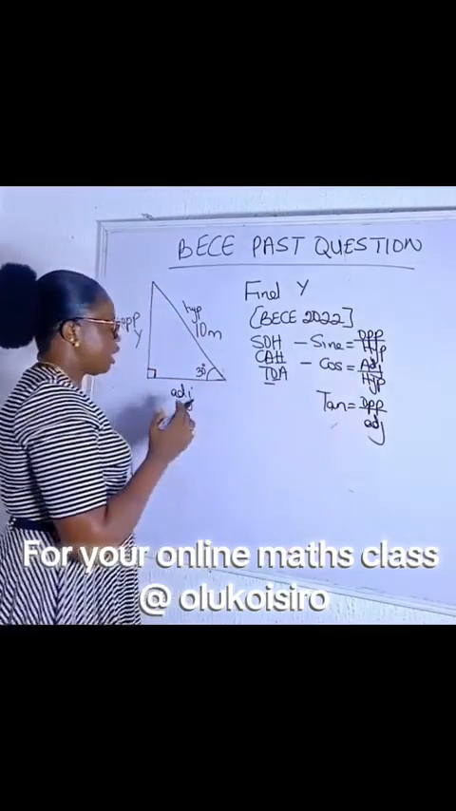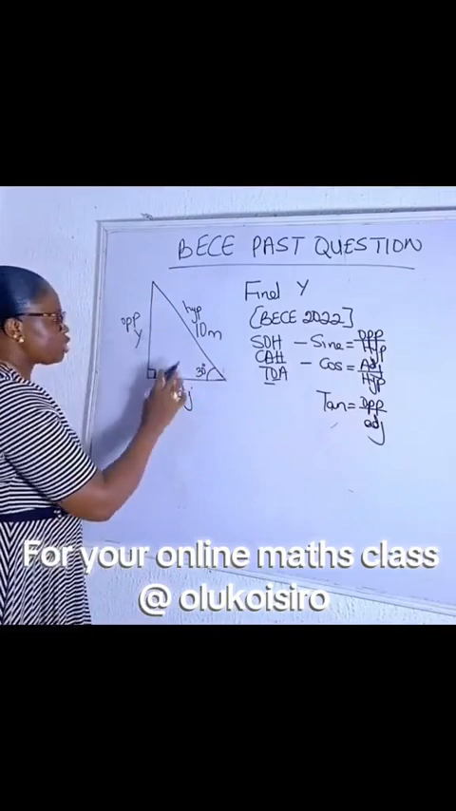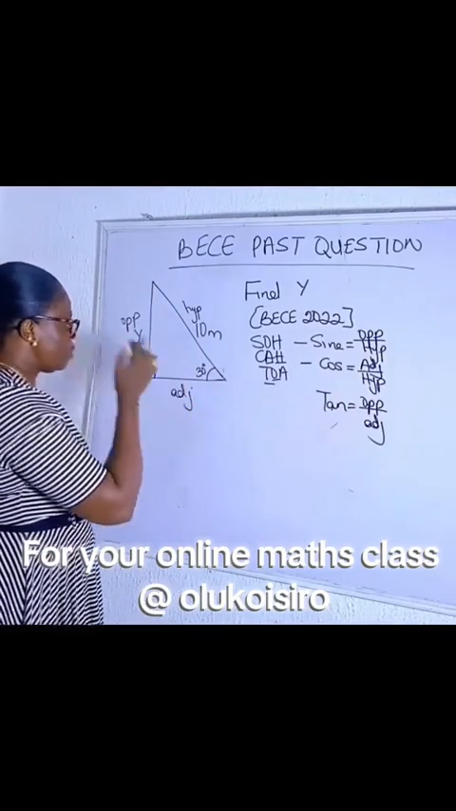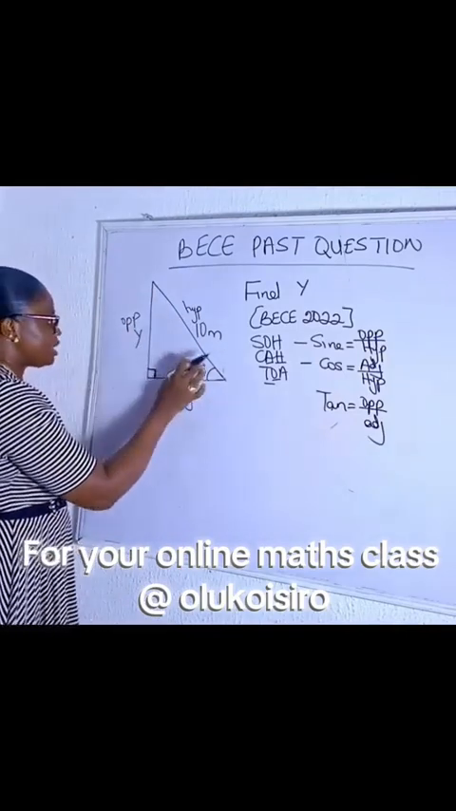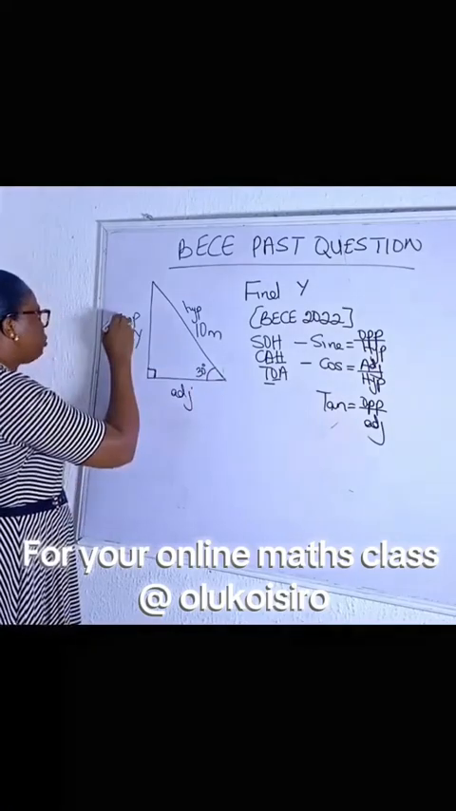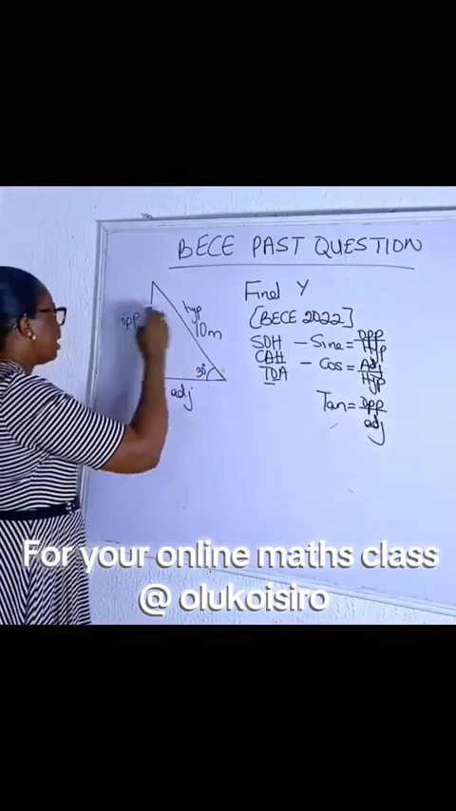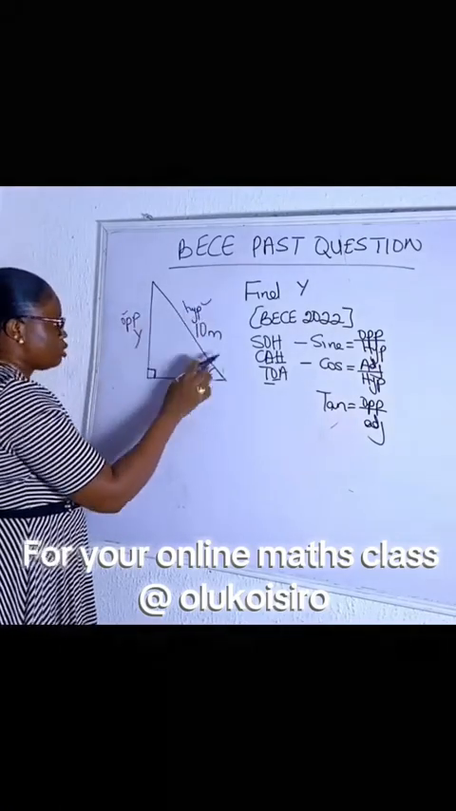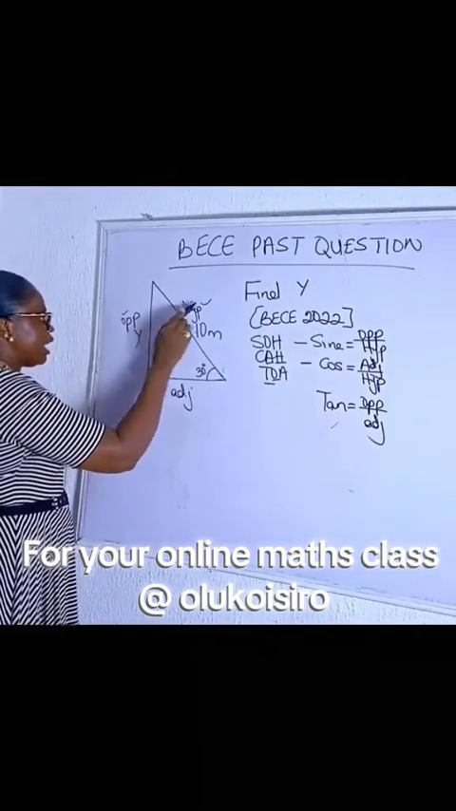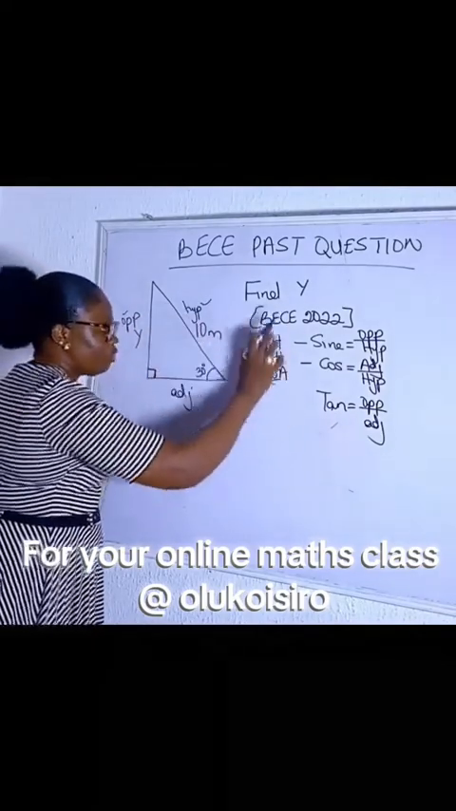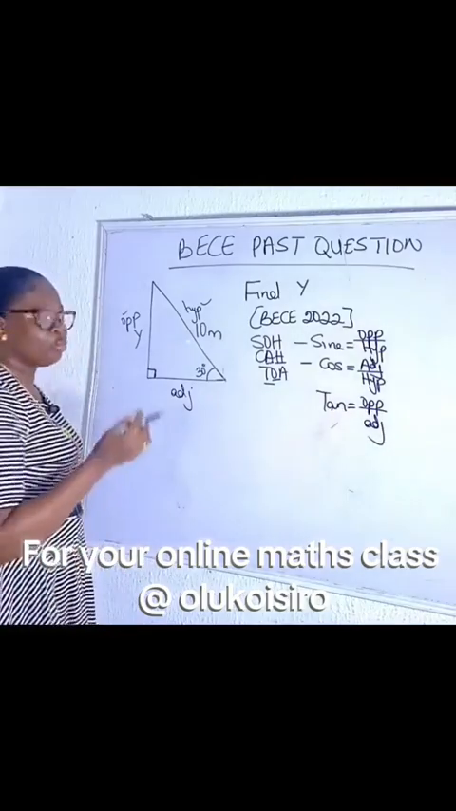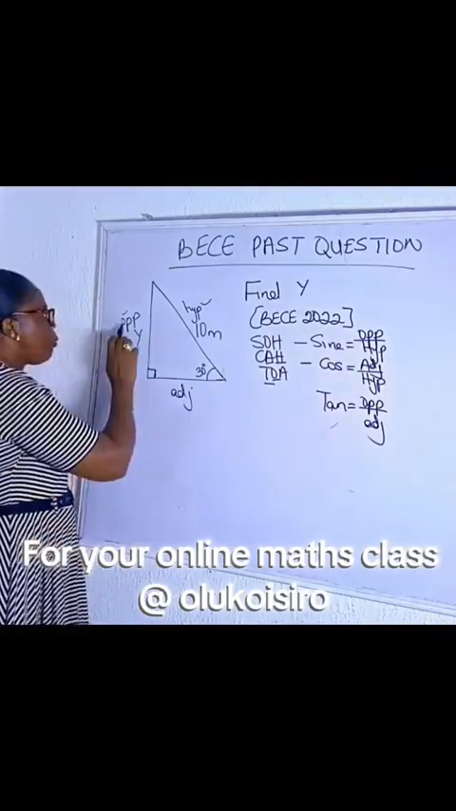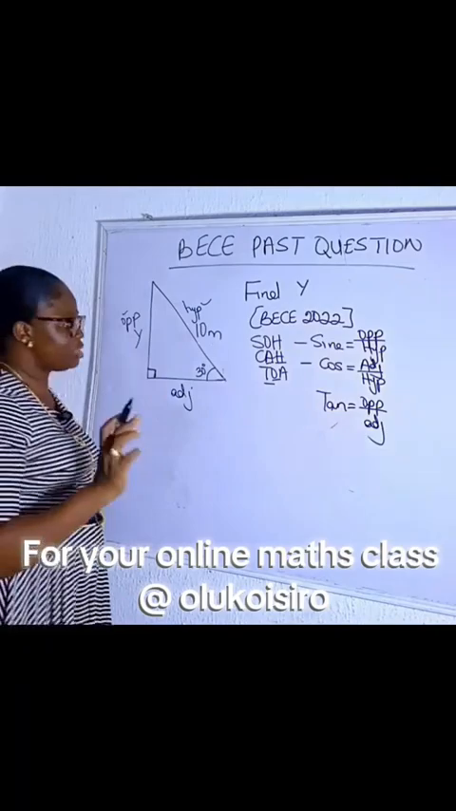Now look at what we are given. Look at this one. This one is the hypotenuse. That means for this angle, I'm going to make use of the opposite and the hypotenuse. So out of these three formulas that we have here, I'm going to look at the one that contains opposite and hypotenuse together. Let's look at it now.